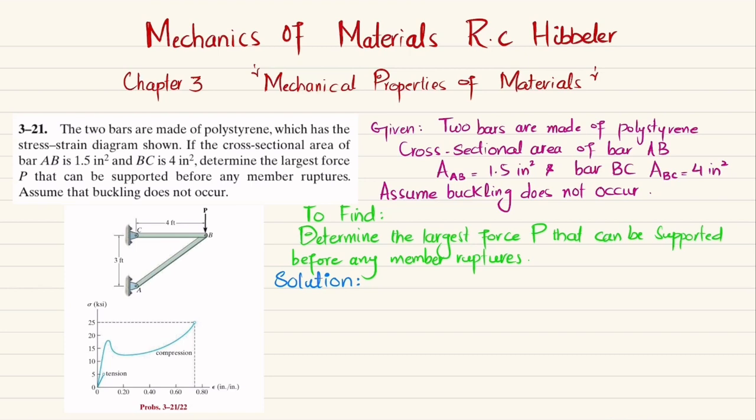So let's start with the solution. The first step is that we will use the method of joints at B in order to find the forces in CB and AB. So you can see due to this load P, this bar CB will be in tension and AB will be in compression. Clear? So while taking the method of joints at B, this bar CB will exert a force on B in this direction. Similarly, the bar AB will exert a force at point B in this direction.